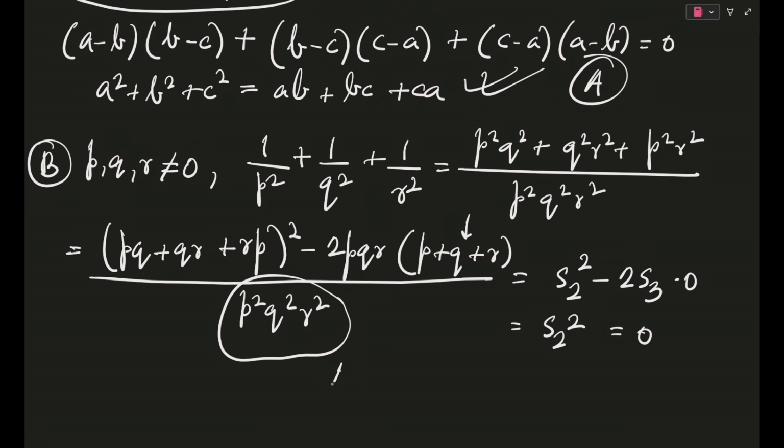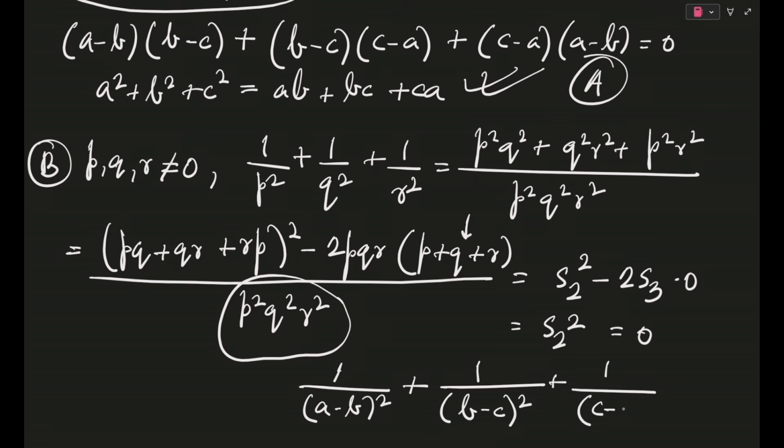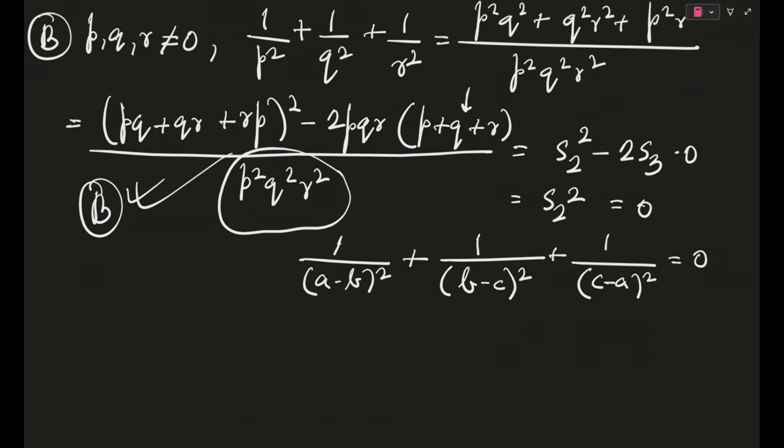So basically 1 by (a minus b) whole square, and because this is 0, your denominator doesn't matter at all. So, sorry, not 1 minus, 1 by (a minus b) whole square plus 1 by (b minus c) whole square plus 1 by (c minus a) whole square is equal to 0. Option number B is also correct. Okay, so that's option number B, and let's move on now to option number C.